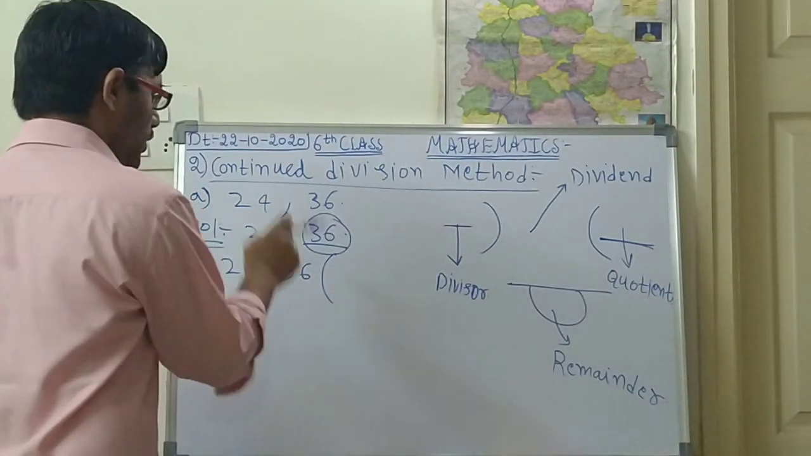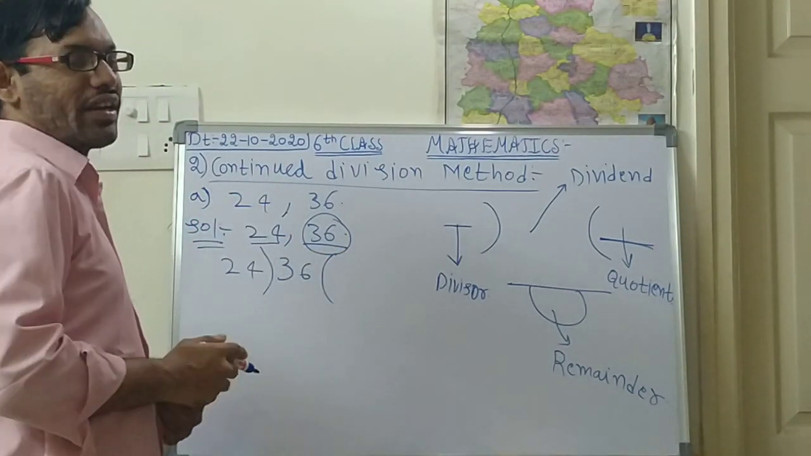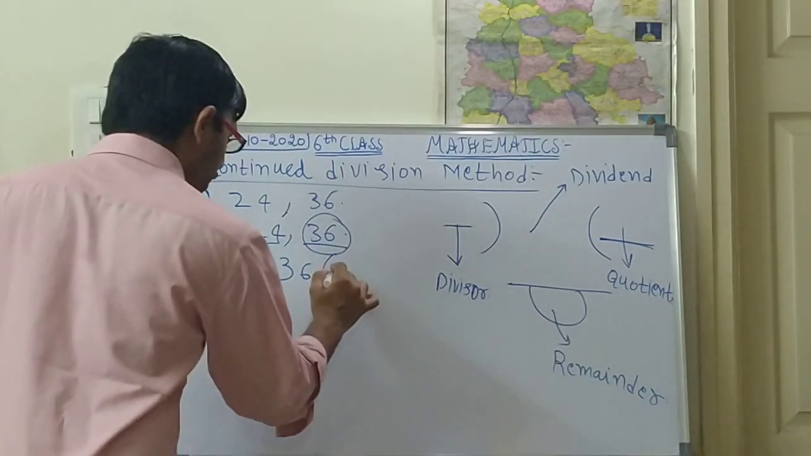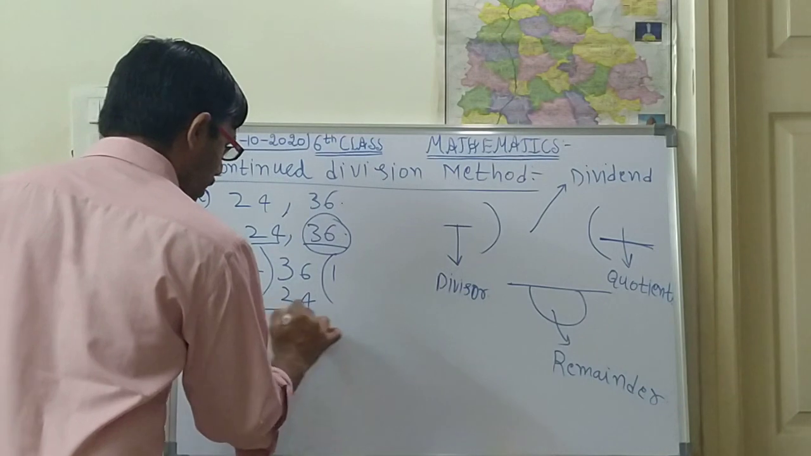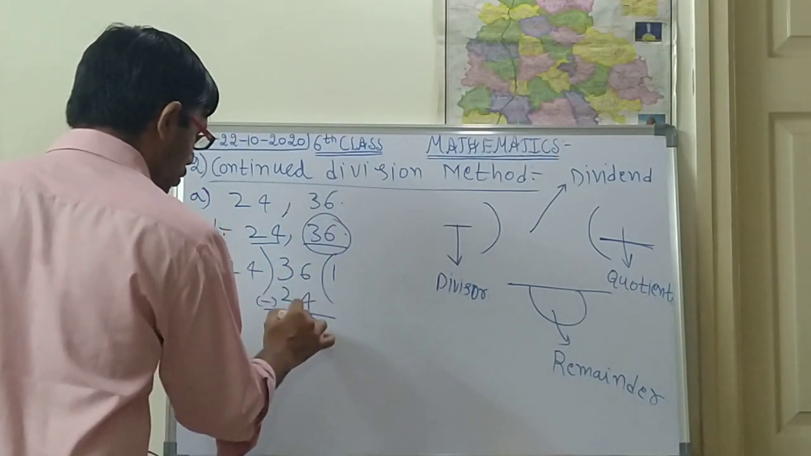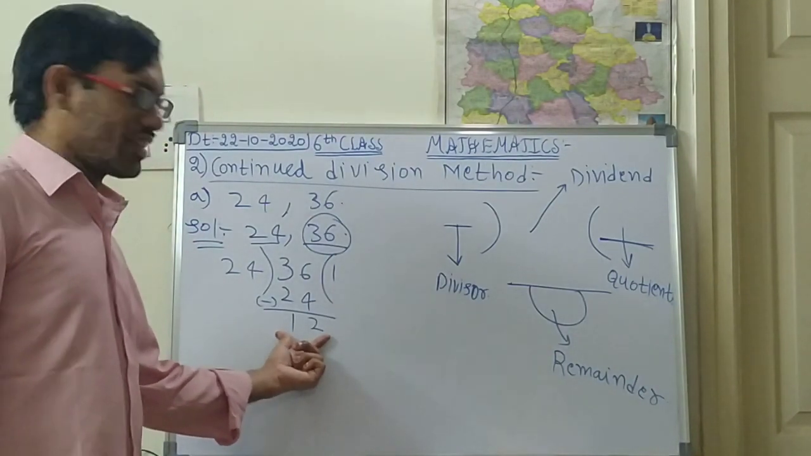So will 36 go in the 24 table? No, because 24 twos are 48, not 36. So you should take 24 ones are 24. Now do the subtraction. 6 minus 4 is 2, 3 minus 2 is 1. So see children, here we got the remainder as 12.